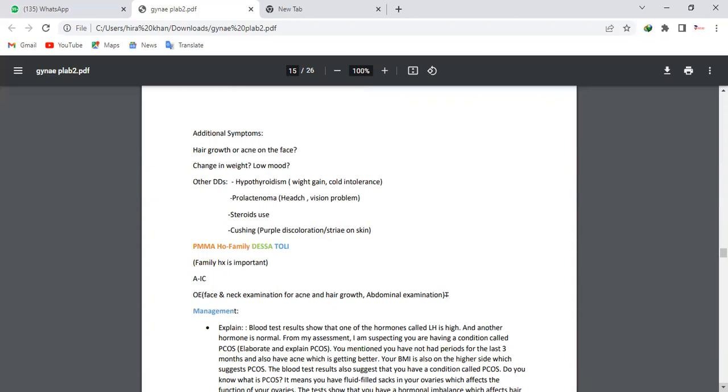Because you are going to address that concern in the management plan, because the main treatment is lifestyle modification. So before that, you have to ask how is your lifestyle, like do you do exercise? If she says yes, then how long? Then how much and how frequently? And then ask about the diet as well.